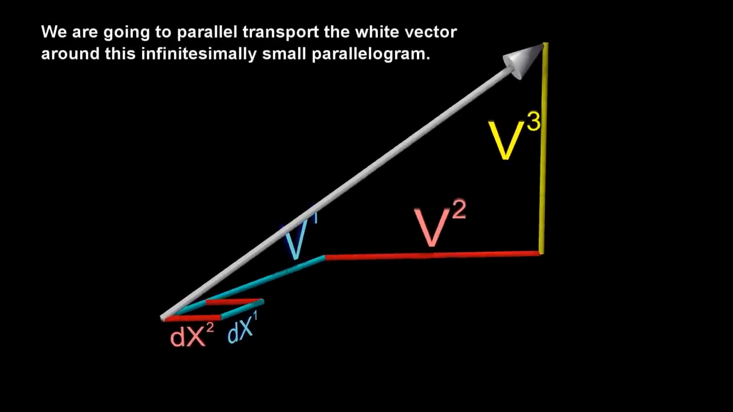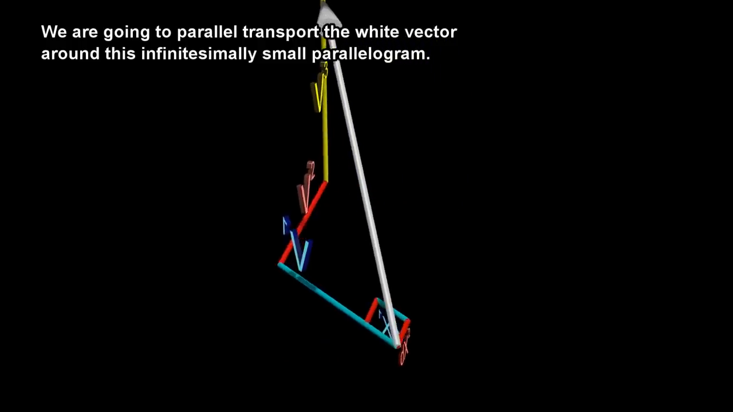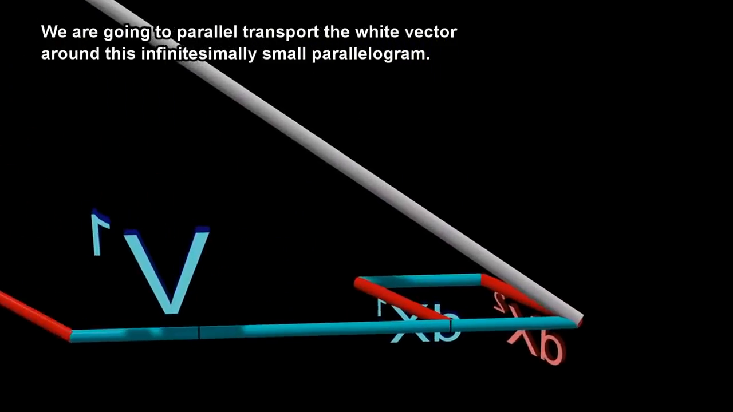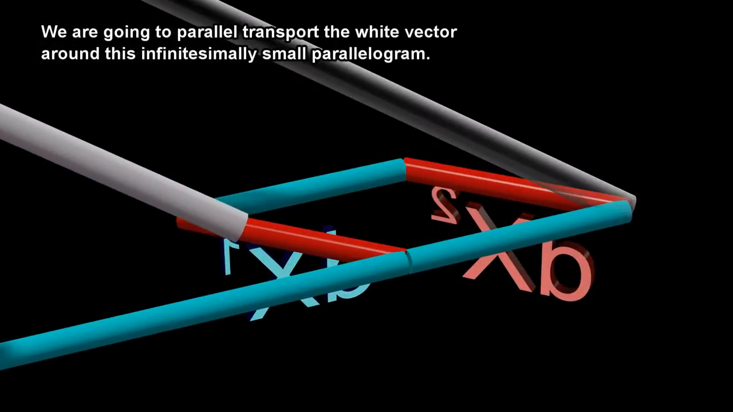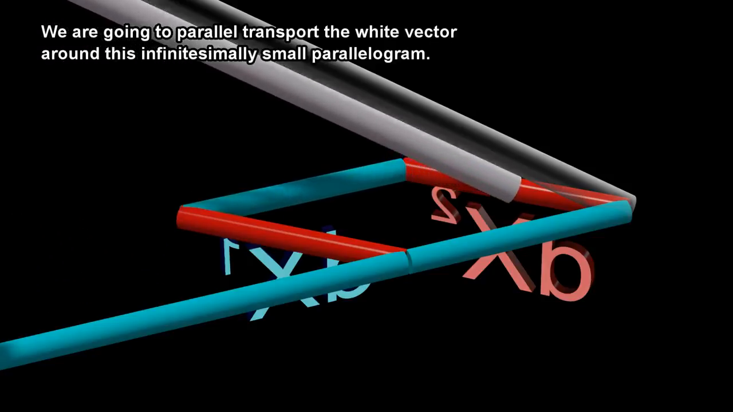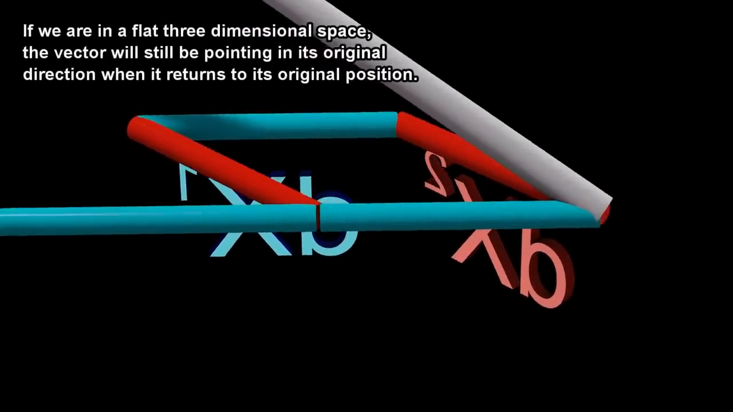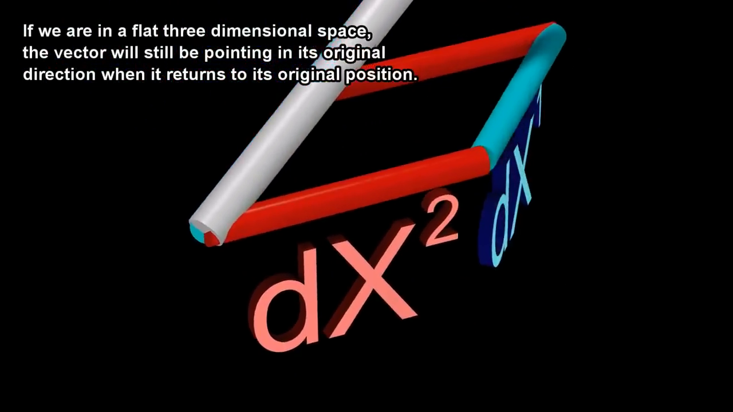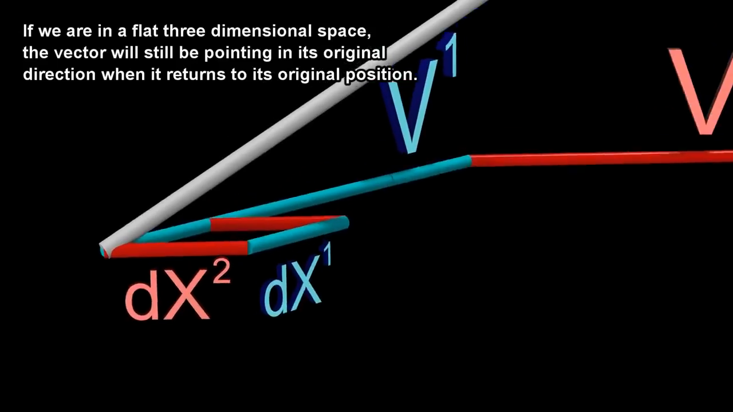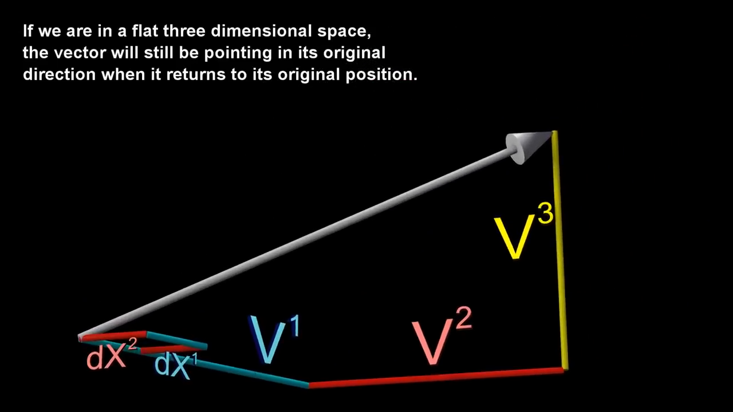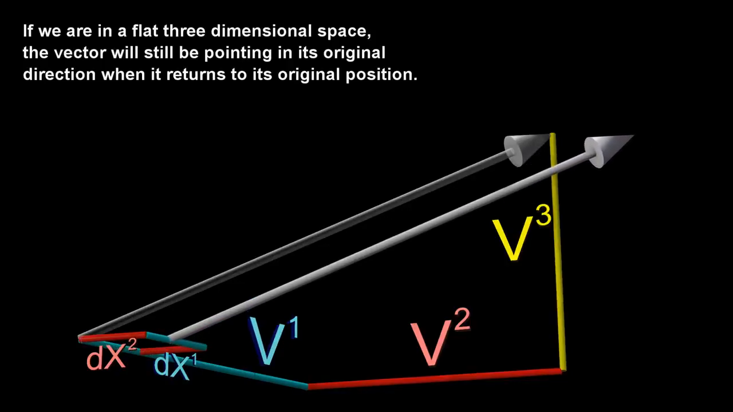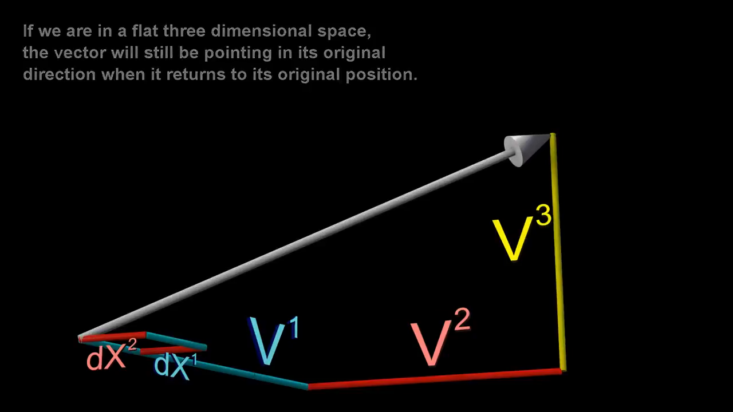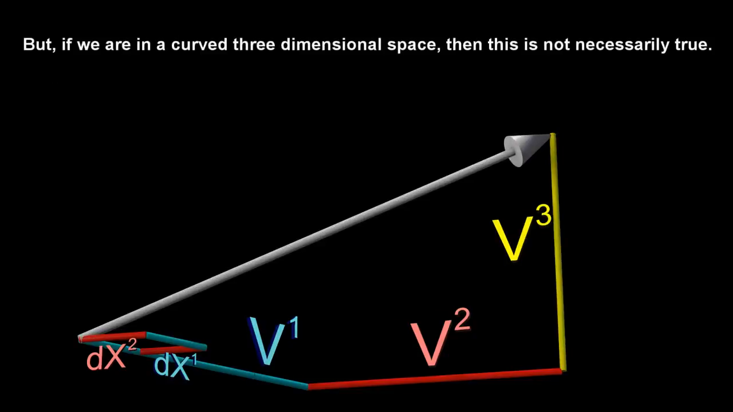We're going to parallel transport the white vector around this exceedingly small parallelogram. If we're in a flat 3-dimensional space, the vector will still be pointing in its original direction when it returns to its original position. But if we are in a curved 3-dimensional space, then this is not necessarily true.